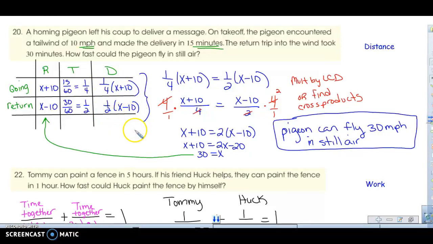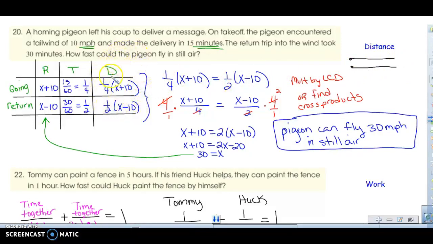Notice in this particular problem, they did not give us any other information. There's no total like we had in our other examples. So when that happens, you need to ask yourself, are these two supposed to equal each other? Well, think about it. If you begin at a certain location, fly somewhere, then turn around and return back to where you started, what can you tell me about the distance going and returning? It's the same. So we set them equal to each other.